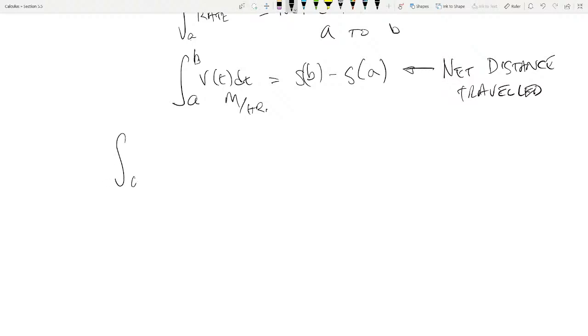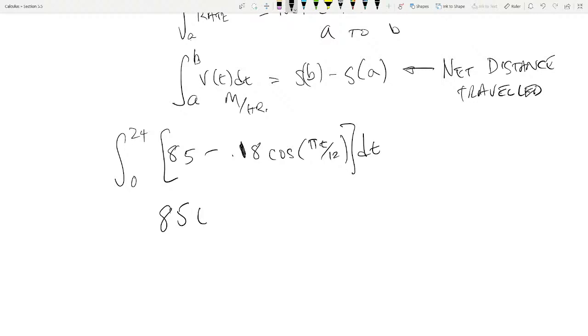So the integral from 0 to 24, because it's a 24-hour period, and the rate is measured in hours. So 1 day is 24 hours because the rate is in hours. Put the function in, 85 minus 0.18 cosine pi t over 12 dt.